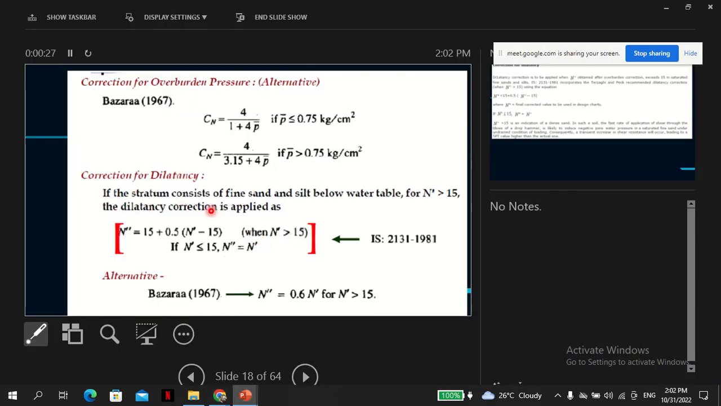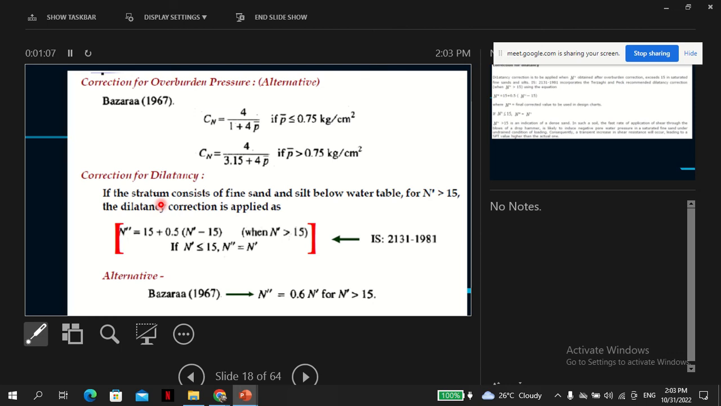And so this is how to correct for dilatancy, and only when N is greater than 15, and also when we're talking about saturated conditions. Okay, this is according to the Indian standard, and this is according to Bazara. In Bazara, the same guy here gives us a correction for dilatancy. You need to be aware because different jurisdictions have come up with their own formula.